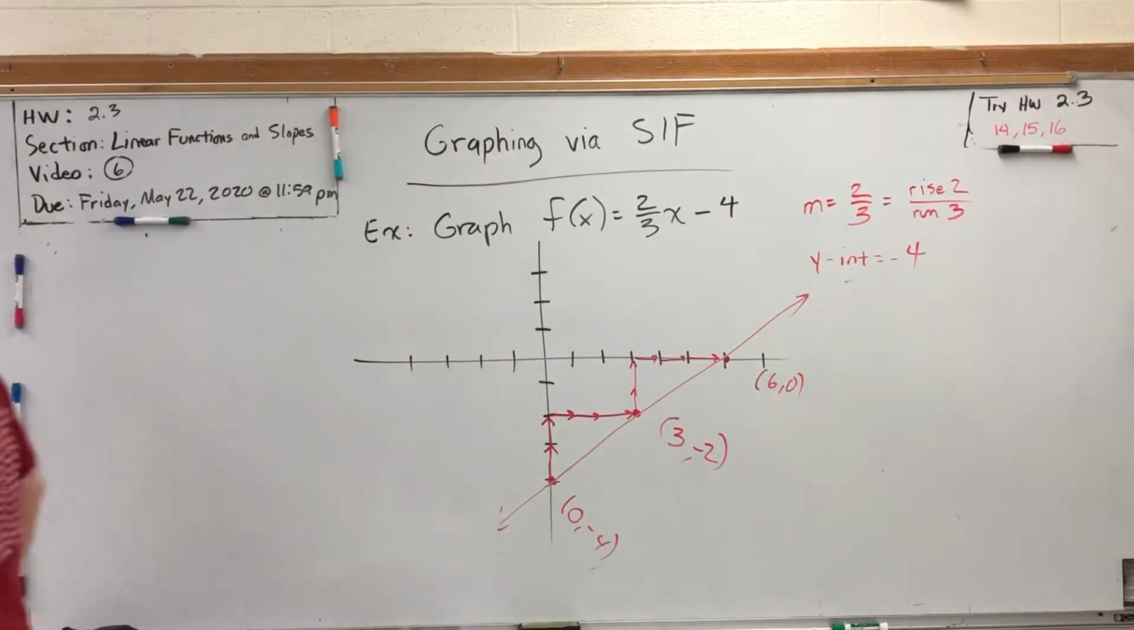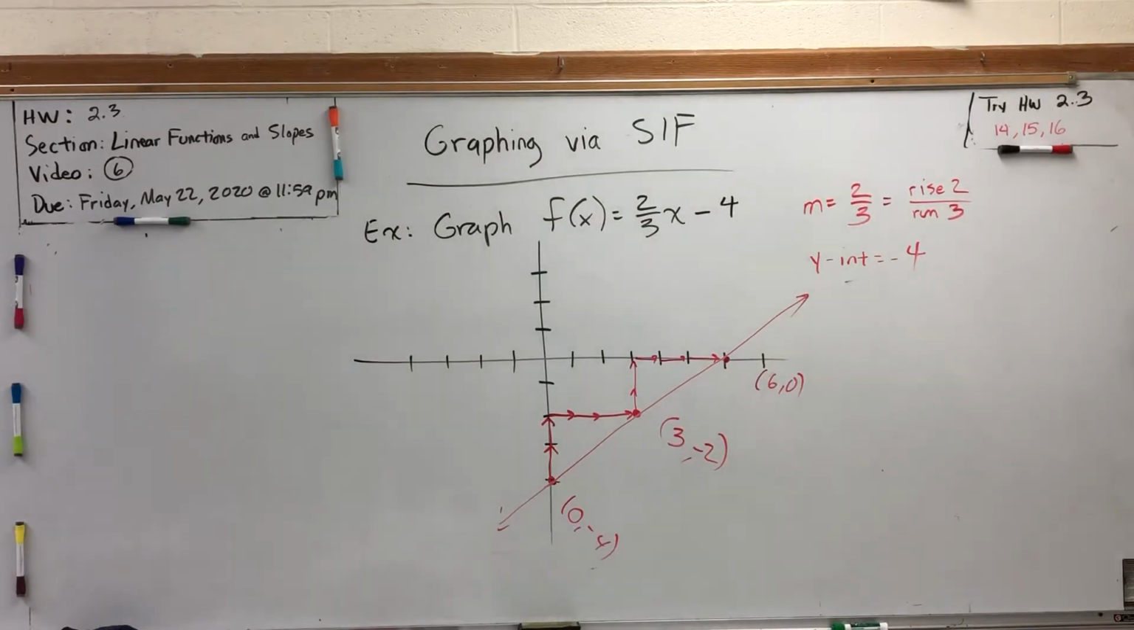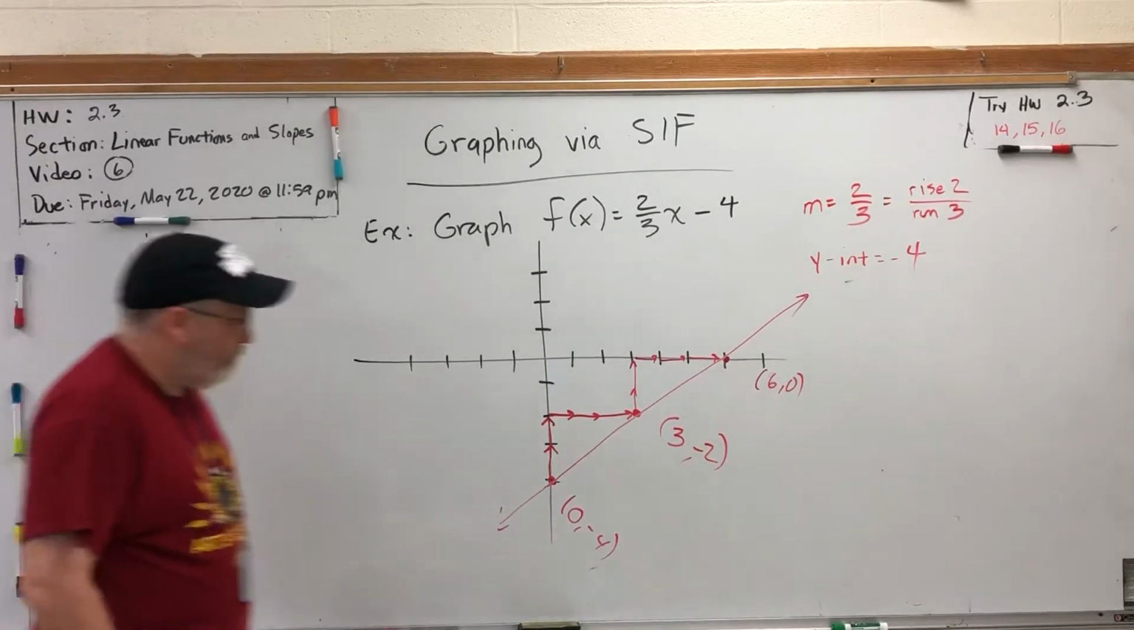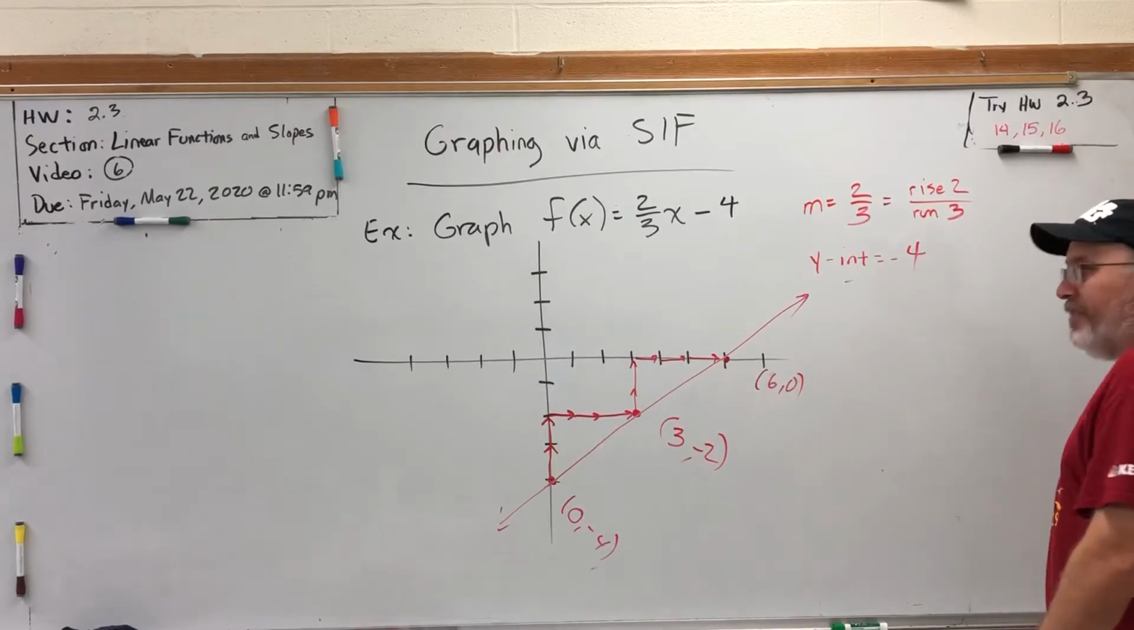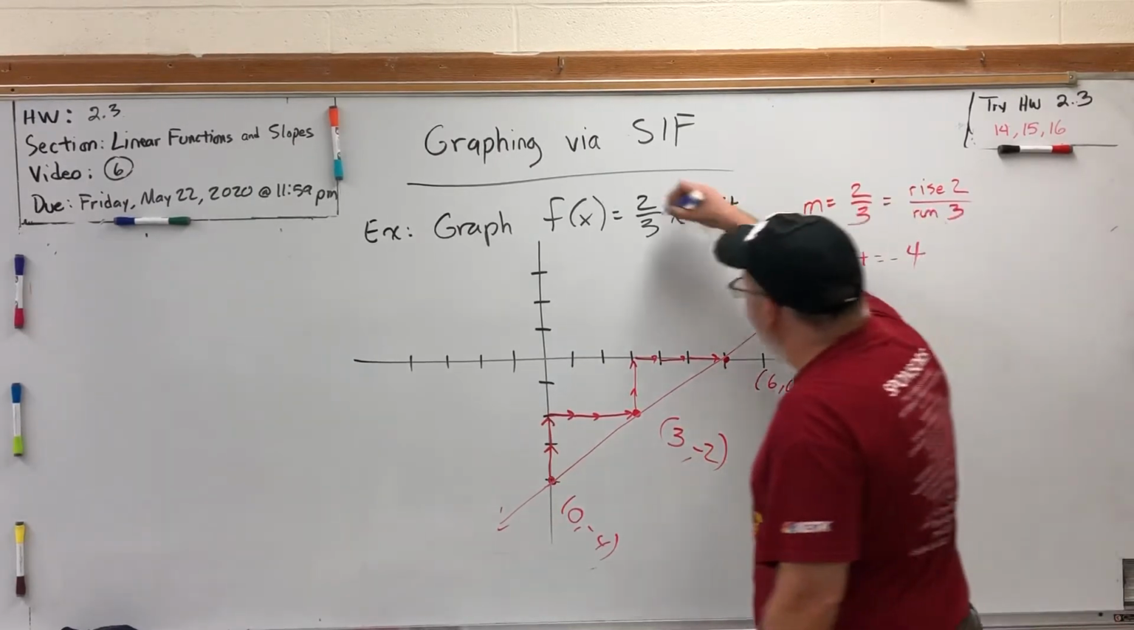I want to do one more real quick example because this video is not that long and I'm not trying to make it a longer video, but there is something I need to warn you about. So we're going to do this problem again, and in fact, we're going to do the exact same problem, but I'm going to change one thing. I'm going to put a negative on the slope.